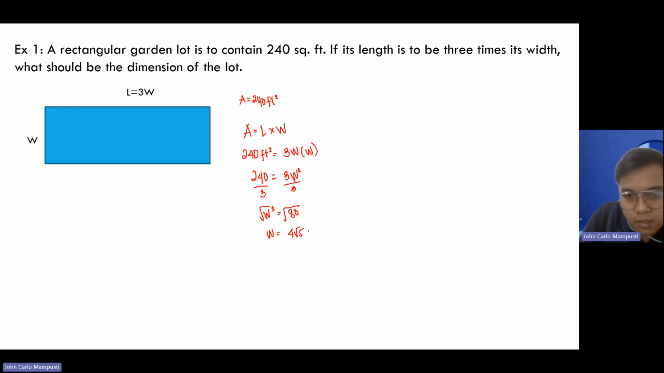So this is 4 square root of 5 feet. Length is 3 times ng ating width. So multiply natin ng 3 yung ating width. Therefore, this is equal to 12 square root of 5 feet. So this is the answer. We have width and length.